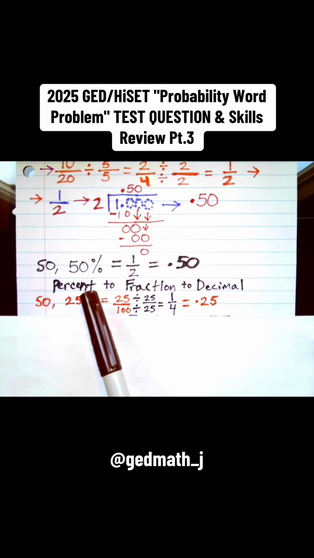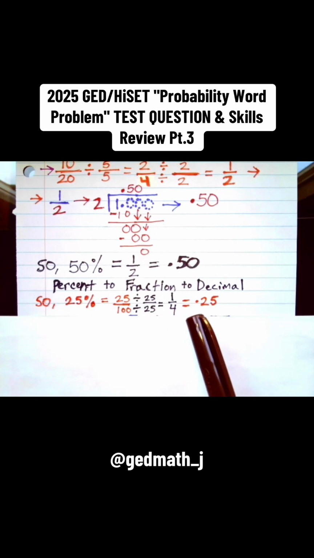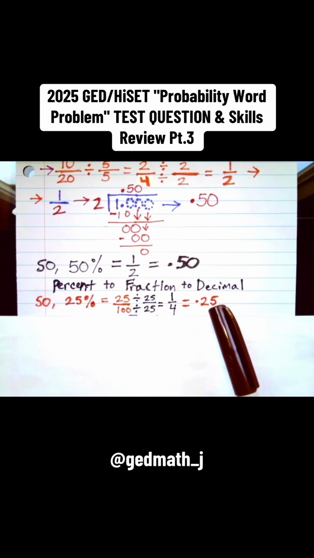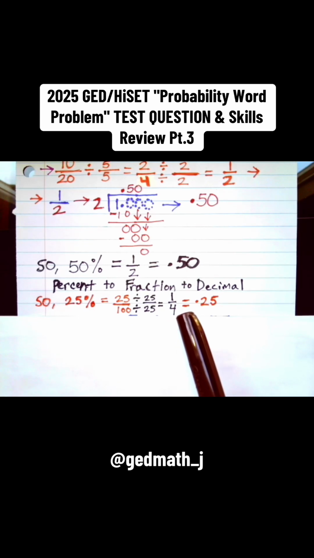25%: eliminate the percent, put the 100 underneath, divide top and bottom by 25, you get a fourth, or a quarter. Because 1/4, 1 divided by 4, gives you 0.25, or the value of a quarter, right? 25 cents is the value of a quarter. 1 over 4 is called a quarter, 1/4. So 25% equals 1/4, which equals a quarter.